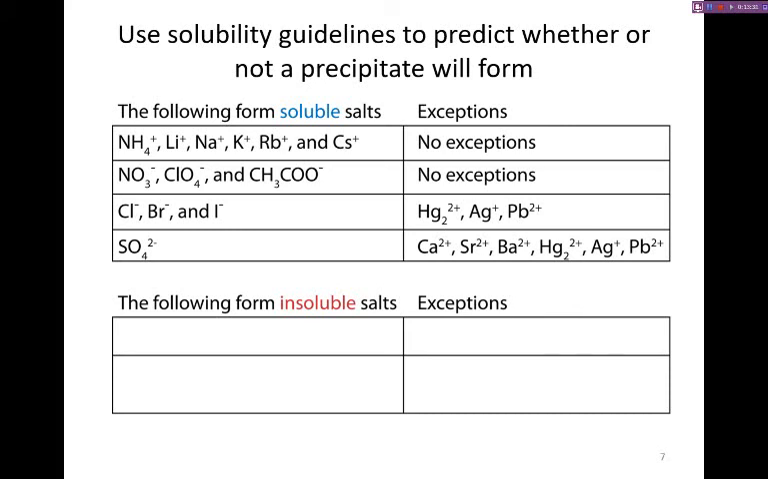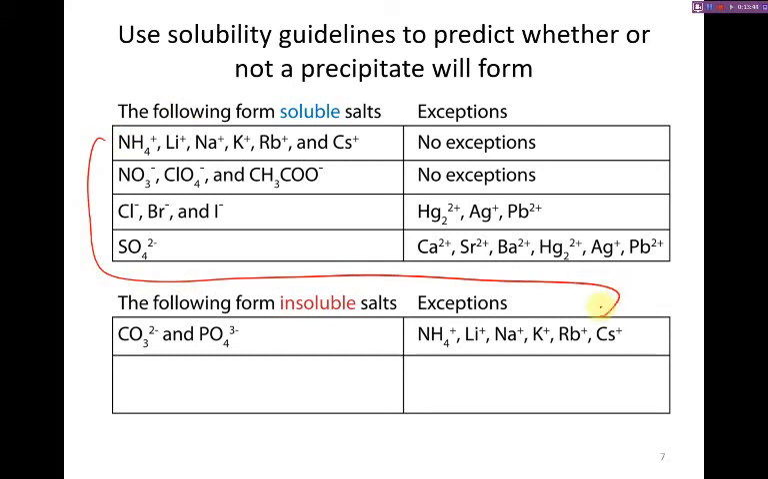In the cases for insoluble salts, we have carbonates and phosphates, and those are going to be insoluble or form precipitates with the exception of this first group, which makes sense. We said that there's no exceptions to these. And so these essentially are always insoluble unless they're bound with the things that always have to be soluble.